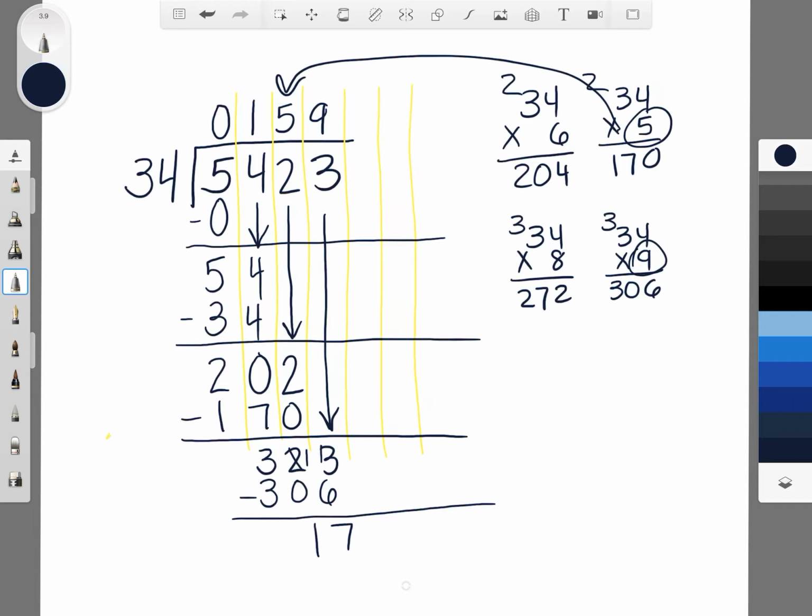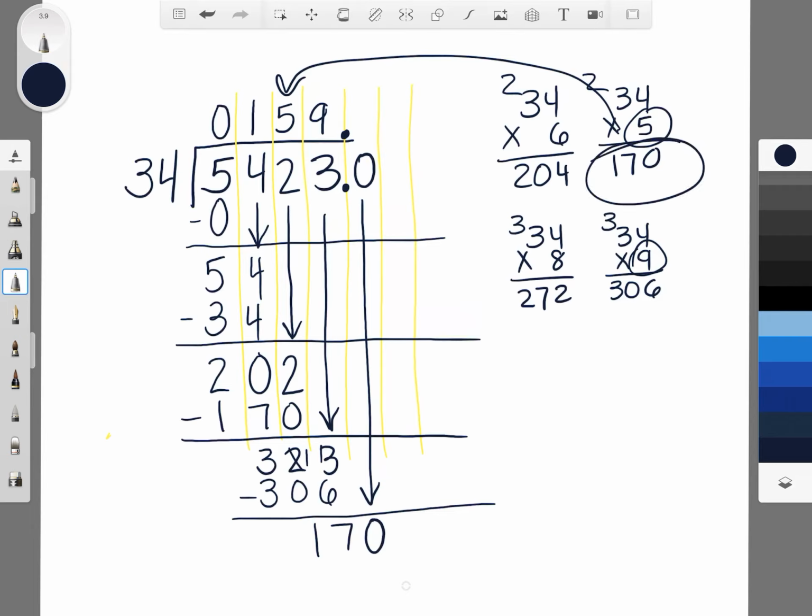Now we have a remainder, but because we're doing decimals, we're not going to stop at the remainder. Instead, we're going to put a decimal right here and a decimal right here below it. Then we're going to attach a 0 to the end of the number. A 0 after a decimal doesn't change the value of the number at all, so we can do this. Then we'll bring the 0 down, and we have 34 into 170.